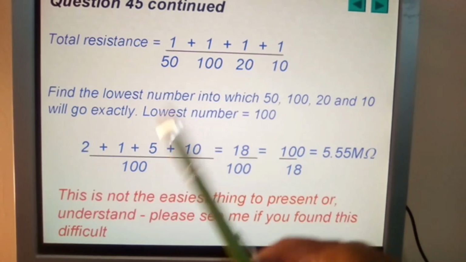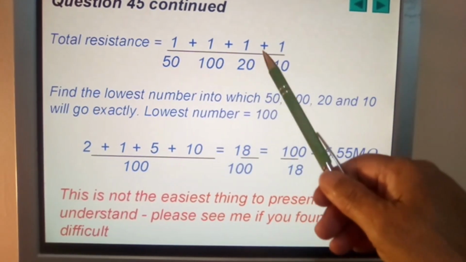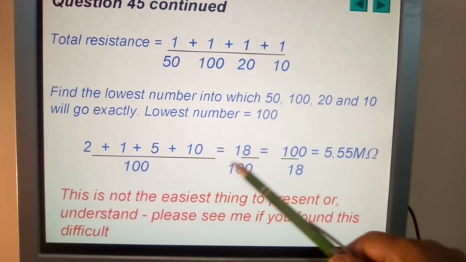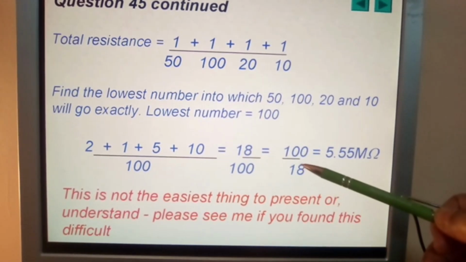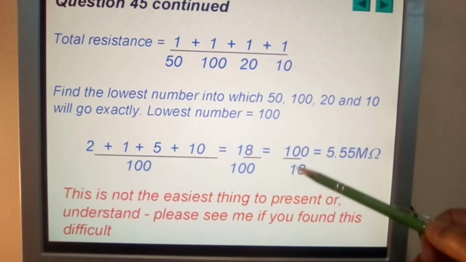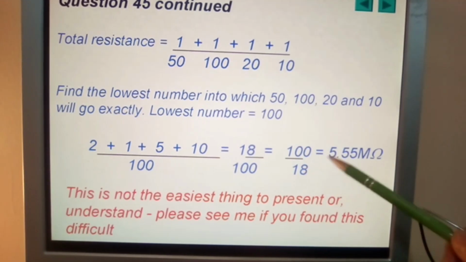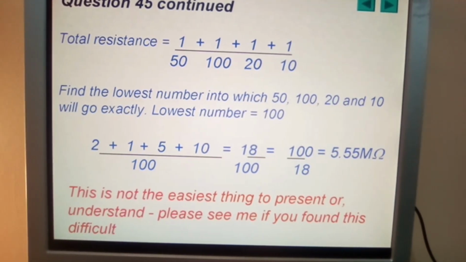Now, remember when you found the total resistance for the parallel circuit, you need to invert, okay? So that means turn it over. So you then have 100 at the top, 18. So therefore you'd be dividing 100 by 18 equals 5.5 megohms, okay?